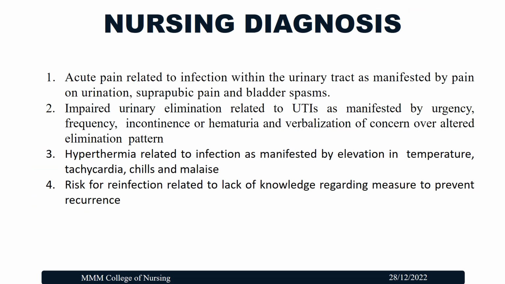And diagnosis, like acute pain related to infection within the urinary tract as manifested by pain on urination, suprapubic pain and bladder spasm; impaired urinary elimination related to UTIs as manifested by urgency, frequency, incontinence or hematuria, and verbalization of concern over altered elimination pattern; hyperthermia related to infection as manifested by elevation in temperature, tachycardia, chills and malaise; and risk for reinfection, that is relapse, related to lack of knowledge regarding measures to prevent the recurrence.